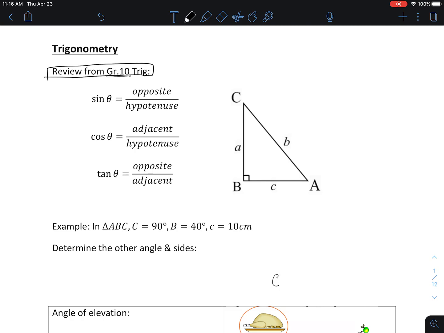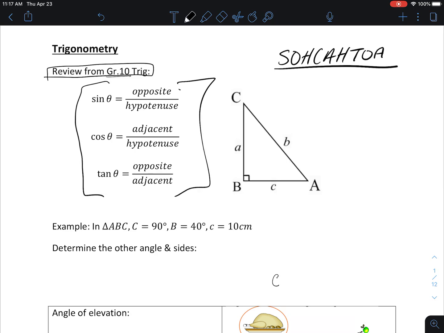Okay, so we just want to review a little bit of the trigonometry that you learned in 10th grade. So remember, sine, cosine, and tan of an angle in a right triangle are these ratios: opposite over hypotenuse, adjacent over hypotenuse, opposite over adjacent. So we have the mnemonic SOHCAHTOA to help us remember that. And here's what they mean.